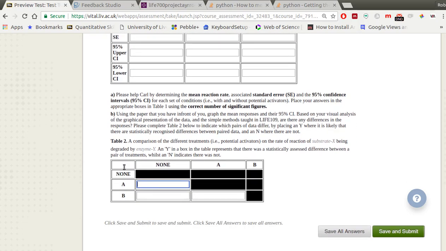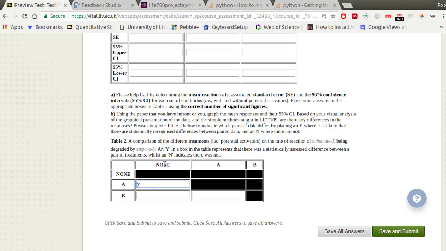So if you look at this, the first comparison I'm going to make is none and A. Okay, so if you look at your none error bars and your A error bars, do they overlap? In other words, if you were to condense them onto one item in that y-axis, would they overlap? Yes, they would. So I'm going to put a Y there.